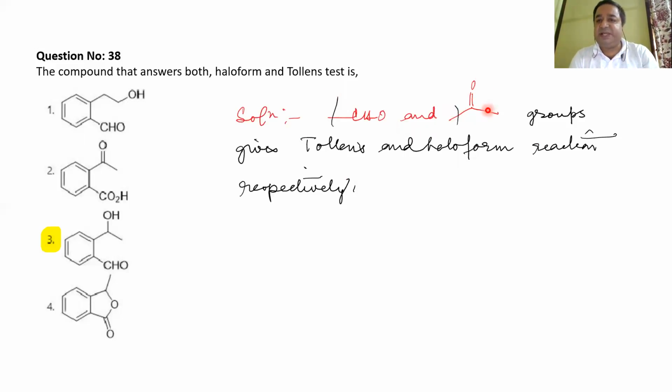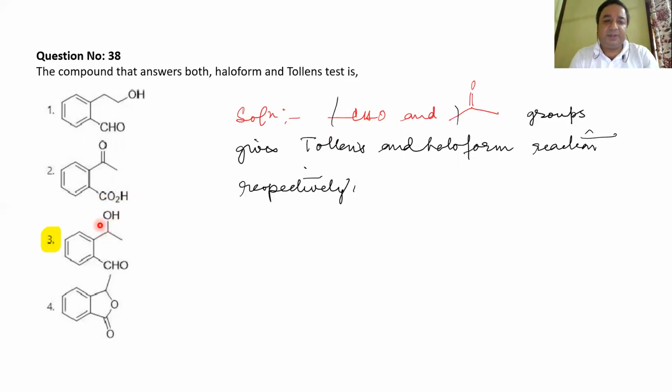So this group will be undergoing the haloform reaction, and this will be undergoing Tollens. So we have to look for these groups in the molecule. Does it have this? No. Does this one have it? It has the ketomethyl group, but there is no aldehyde group.